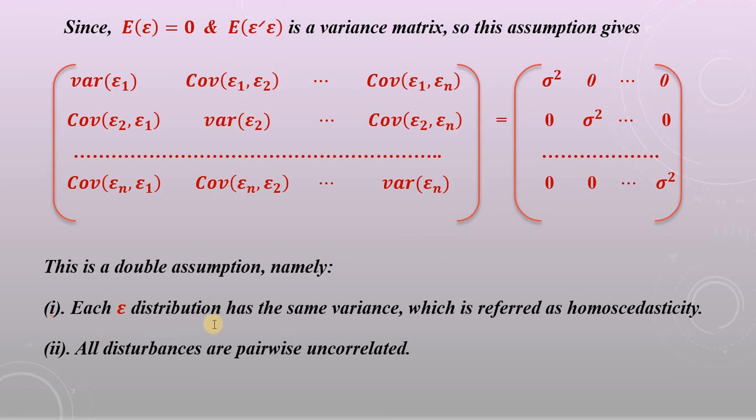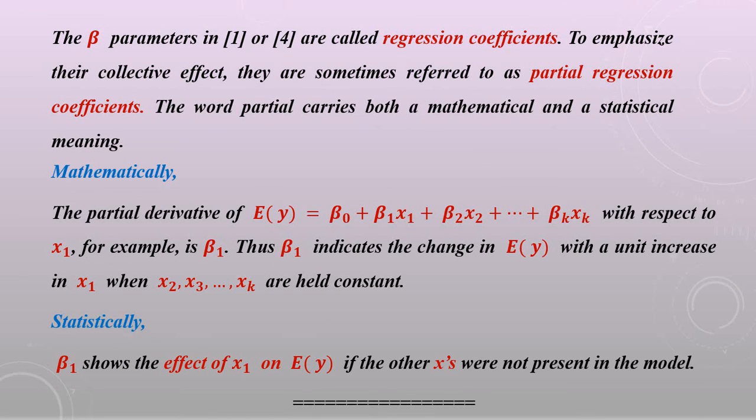Each epsilon distribution has the same variance, which is referred to as homoscedasticity. All disturbances are pairwise uncorrelated. The beta parameters are called the regression coefficients. To emphasize their collective effect, they are sometimes referred to as partial regression coefficients.